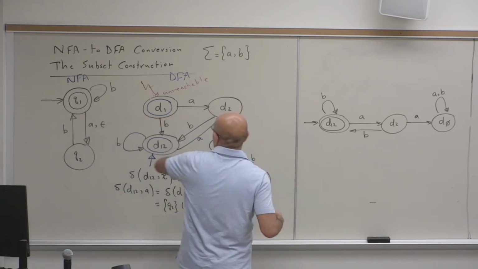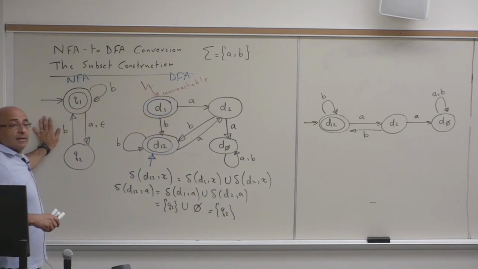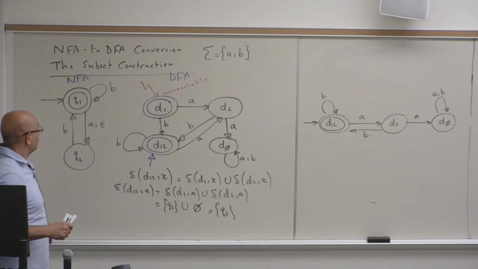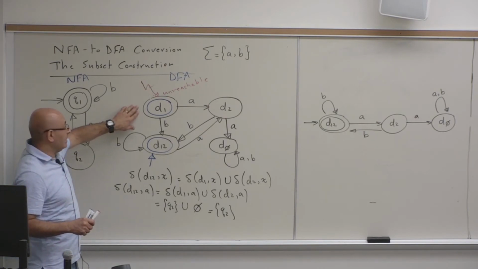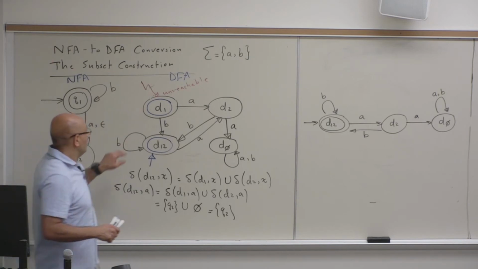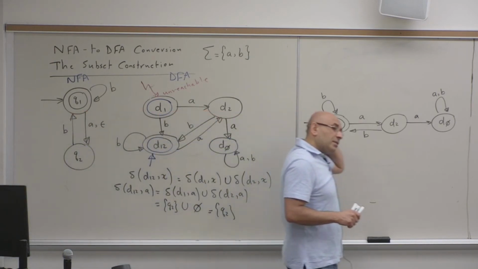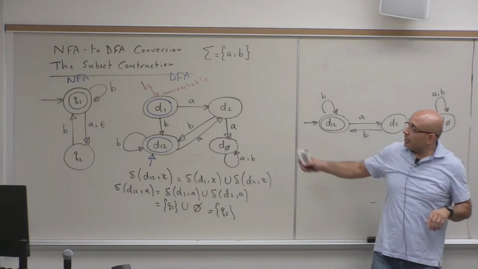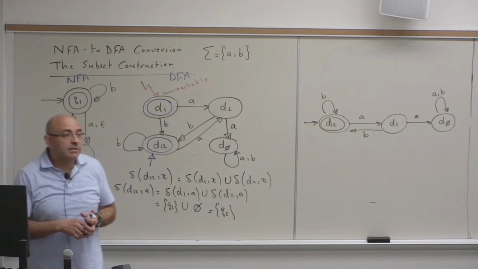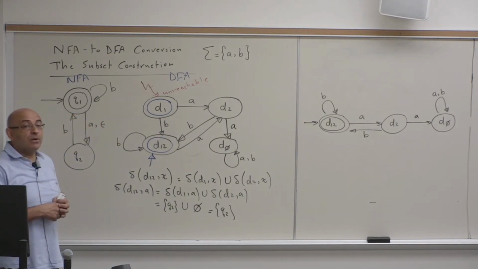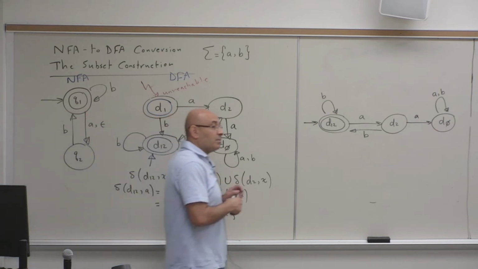Okay, so is this equivalent to this? Yes. Is D1 unreachable because there's no path that leads to D1? Yes. There is no path that leads to D1. By the way, how can you detect this algorithmically? Thinking of this as a graph, how do you detect unreachable nodes in a graph?